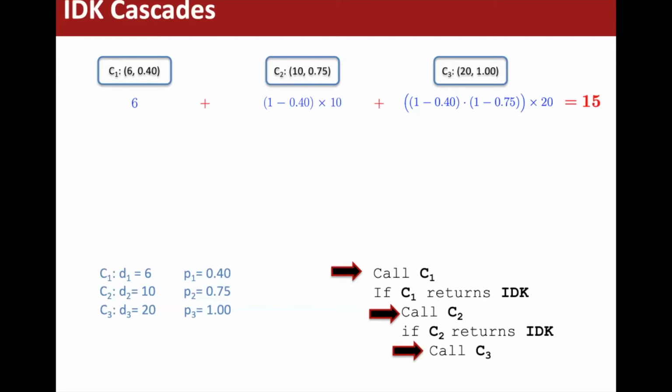So this was the idea behind IDK cascades. By using less accurate but faster classifiers earlier in the cascade, we could reduce the expected duration of obtaining non-IDK answers than if we were to only use a deterministic classifier, one that gave us a correct answer with probability 1.0.